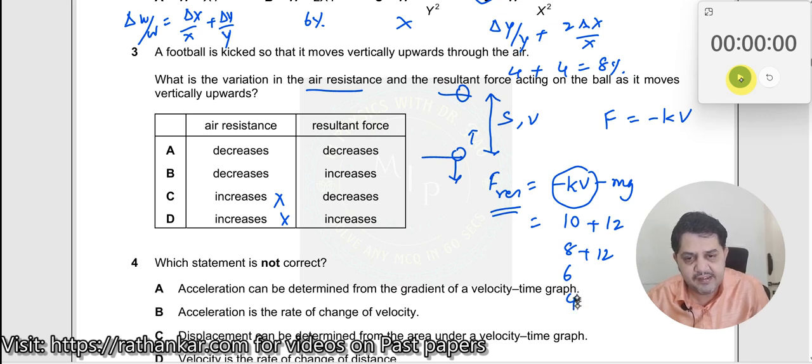So therefore, when this reduces, what happens to the resultant force? The resultant force also starts decreasing. Therefore, A is the right answer.